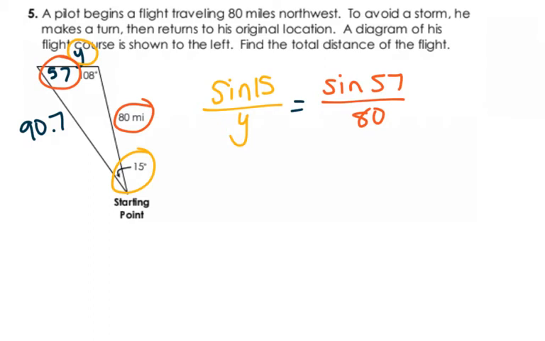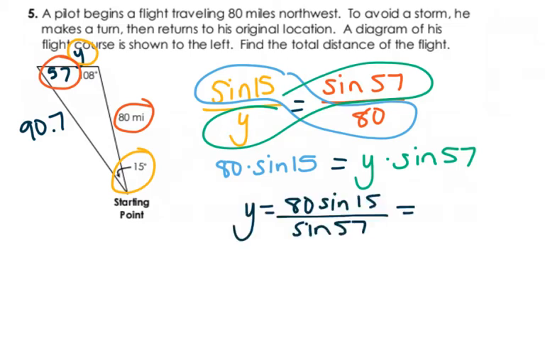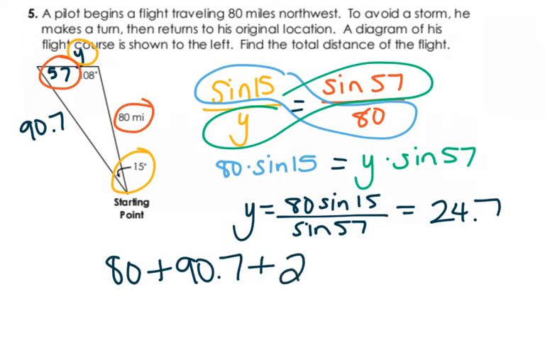Okay, so now I'm going to cross multiply, and now I'm going to divide both sides by the sine of 57, and I get 24.7. Okay, so I know the pilot traveled 80 miles. He also went 90.7 miles. And now I've figured out that he went 24.7 to get back to his original spot. So the pilot's total distance was 195.4.